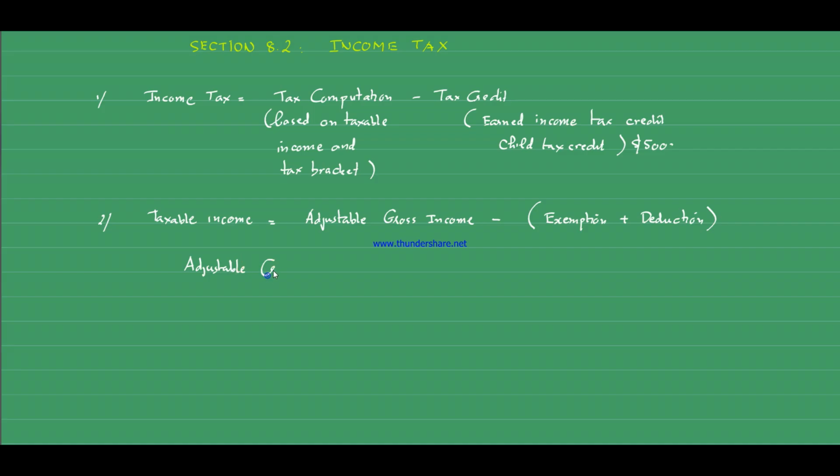Adjusted gross income is the difference between the gross income and the adjustment. See that? Gross income and the adjustment. And you're going to ask me, okay, what is adjustment? But first of all, I'm going to box this formula, because I think it is important.